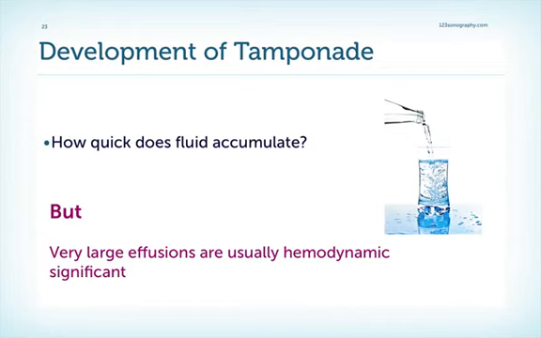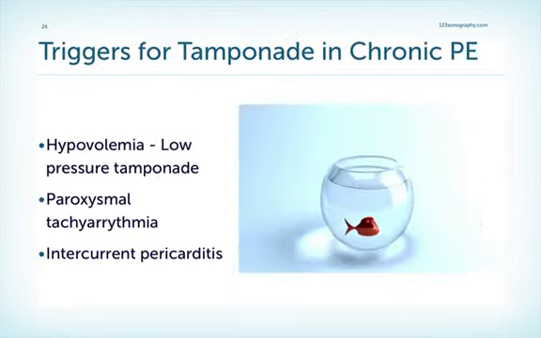I already mentioned the fact that the development of tamponade depends on how quickly the fluid accumulates. If it accumulates slowly, the pericardium can expand. Usually, if we have very large pericardial effusions, however, we do have at least some degree of hemodynamic significance. But there are also certain triggers for tamponade in chronic pericardial effusion. We already talked about low pressure tamponade in the case of hypovolemia. Other factors are tachycardia and intercurrent pericarditis.